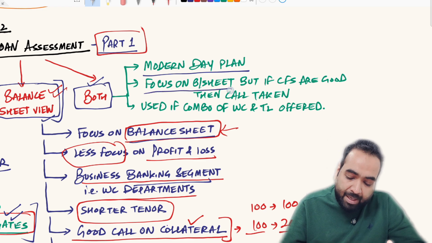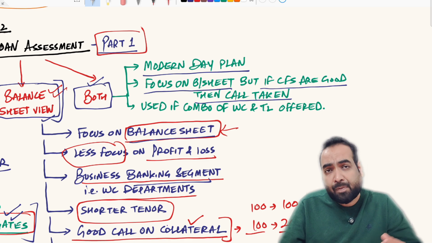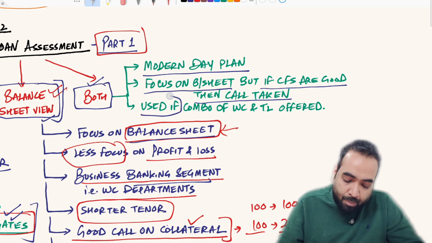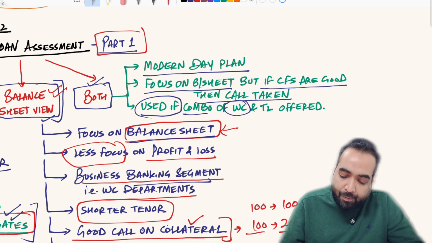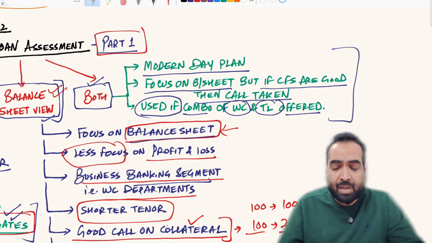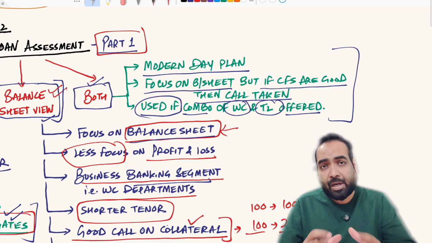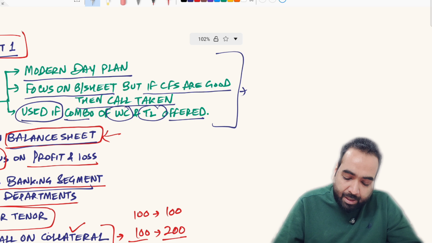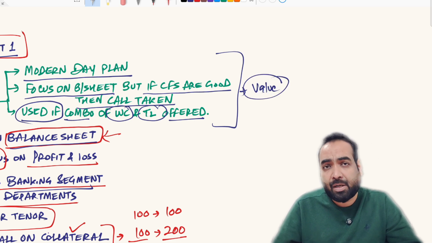So they focus on the balance sheets. If cash flows are good, then they can take a call on some of the issues in the balance sheet, right? So they use a combo of both products, like for working capital, for term loans if they want to offer. So they use both these approaches, combine them, and give a joint product and joint offering to the customer. So this is the thing that I value the most. I think this is the approach that we should follow in our coming future.